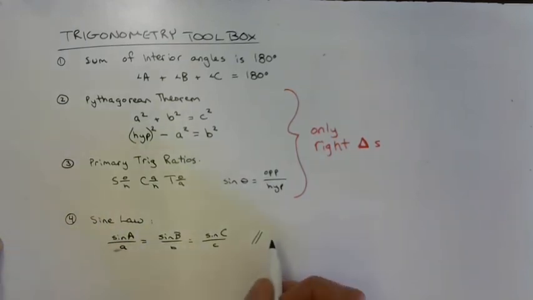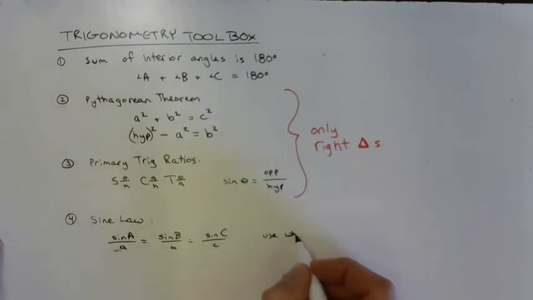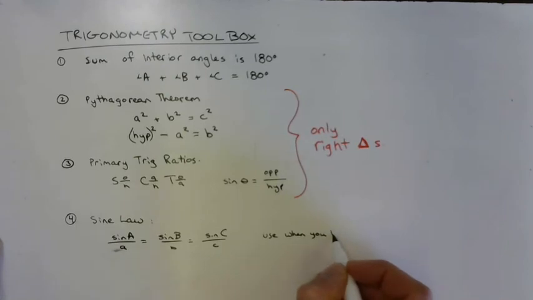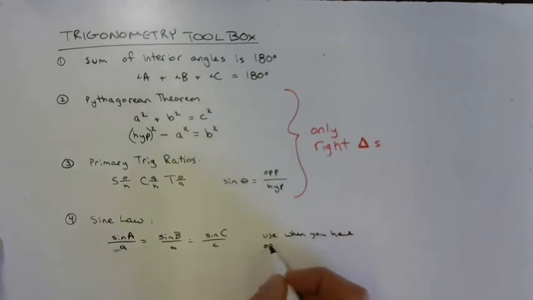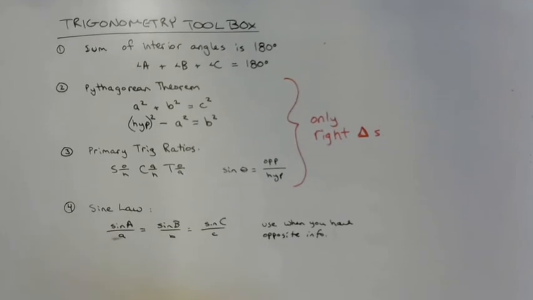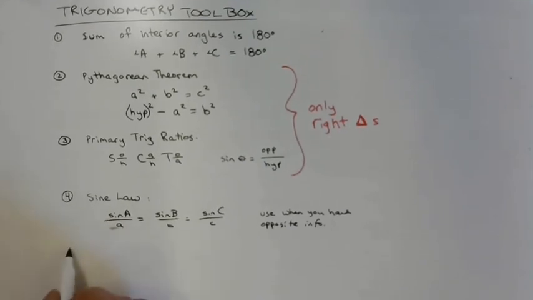Okay, when do you use this? When you have opposite info. Okay, that's just a way of saying you need an angle and its opposite side in order to use it. And if you can't use sine law because you don't have opposite information, chances are you're going to be using cosine law.